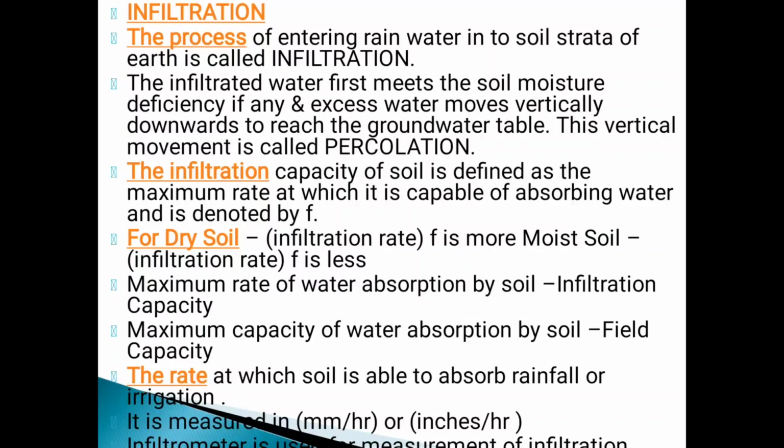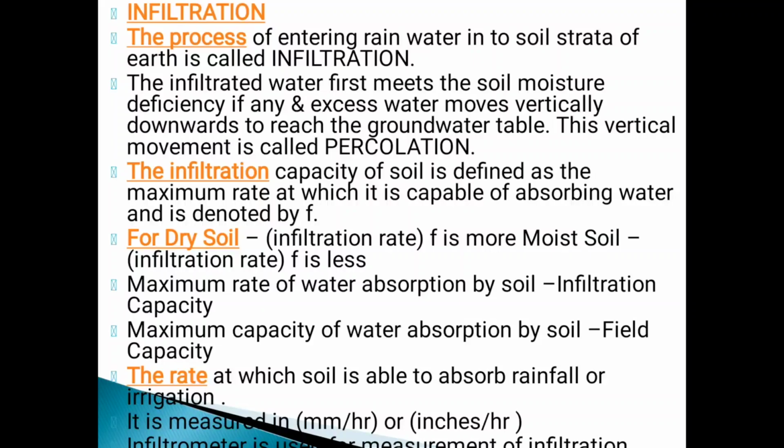The infiltration capacity of the soil is defined as the maximum rate at which it is capable of absorbing water, and it is denoted by F. For dry soil, infiltration rate F is more; for moist soil, infiltration F is less. The maximum rate of water absorbed by soil is called infiltration capacity. Next, the maximum capacity of water absorbed by soil is called field capacity.